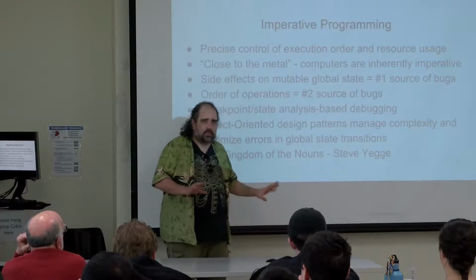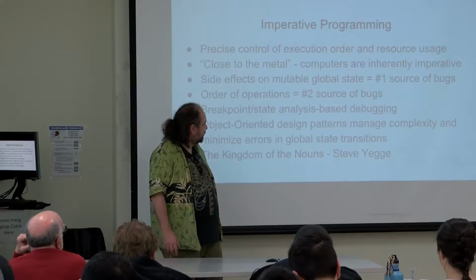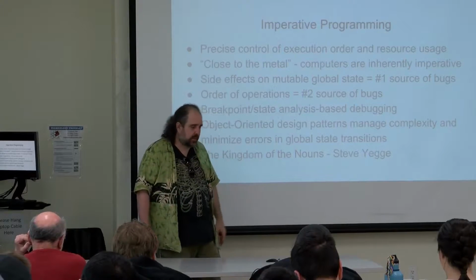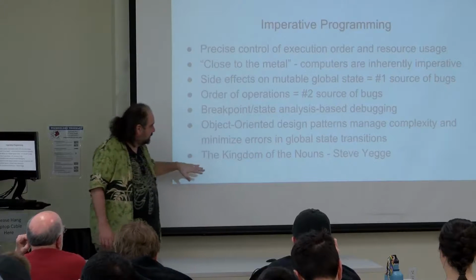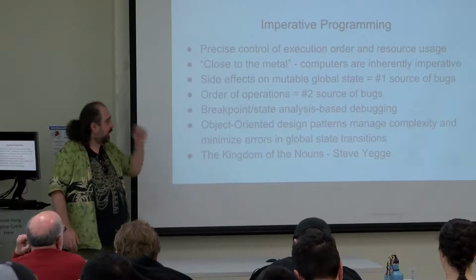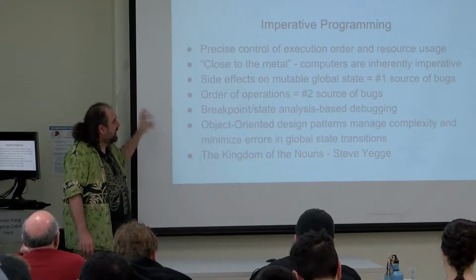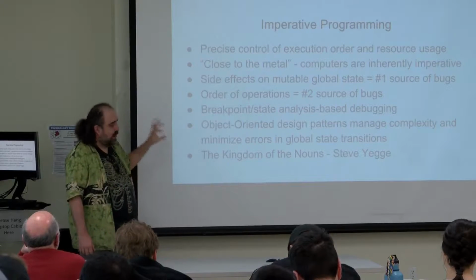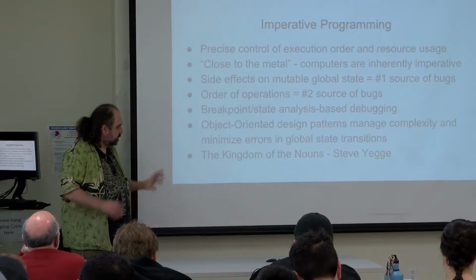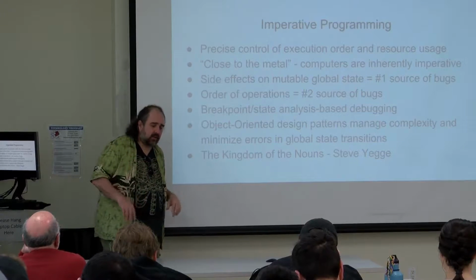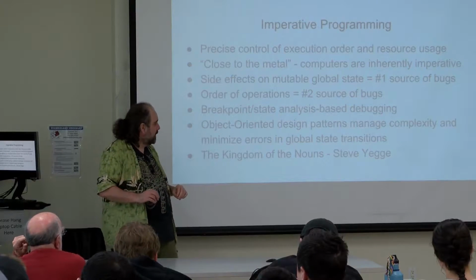I highly recommend you check him out, Steve Yegge. He's a blogger. I don't know if he's written anything in a while, but he wrote some great posts about 10 years ago, and one of them was the kingdom of the nouns. What he said is that this model I've described, this kind of imperative programming that led to object-oriented programming and object-oriented design patterns, is based on an allegory he created called the kingdom of the nouns.